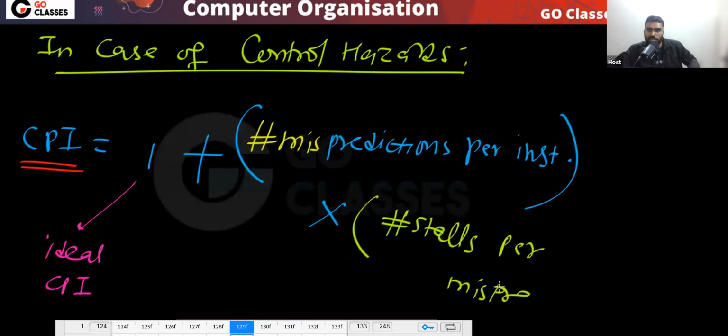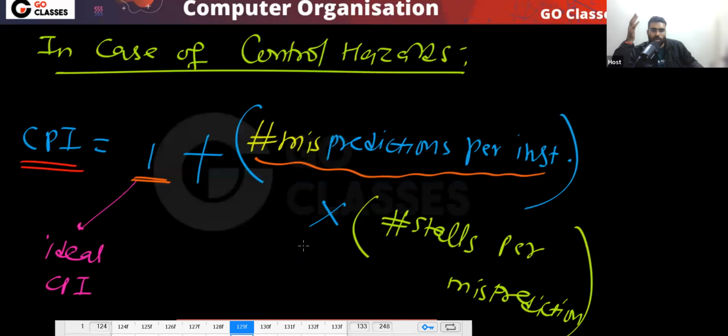Correct? Is this clear? This is how we have found it out. So far we were basically using this formula. I did not tell you the formula; we were using our normal intuition and logic, but this is the formula. Many questions we have solved using this formula so far. So basically, to find the CPI, it is 1 plus how many mispredictions are happening per instruction, multiplied by how many stalls one misprediction causes. That's it. This is your formula.